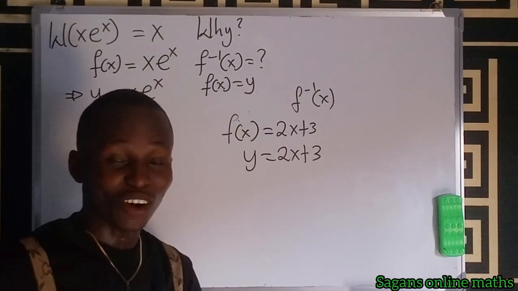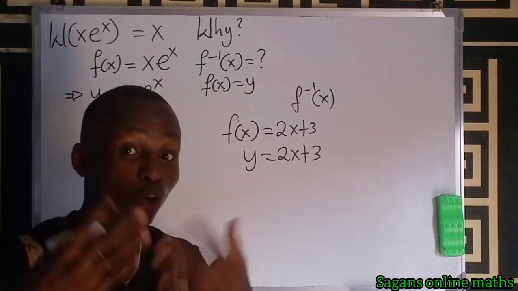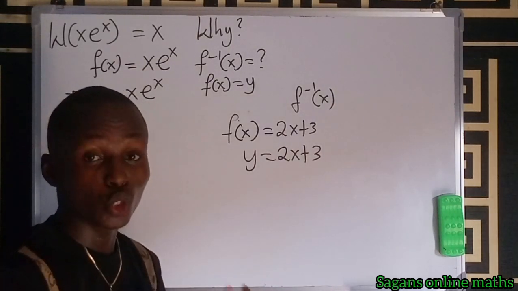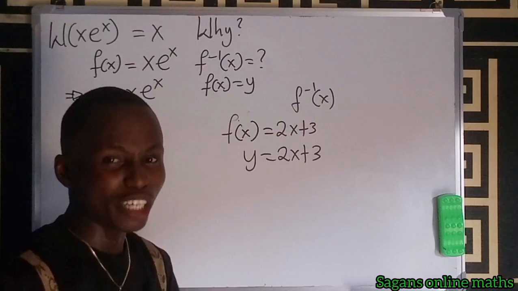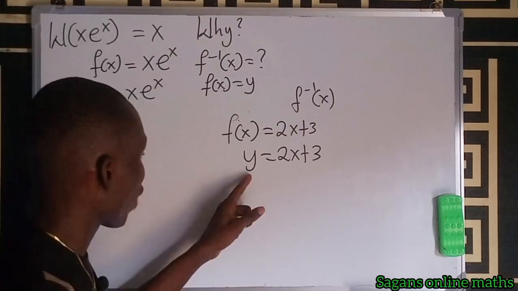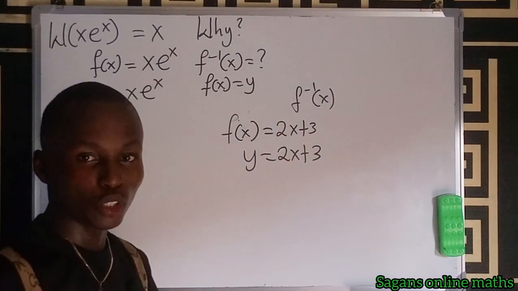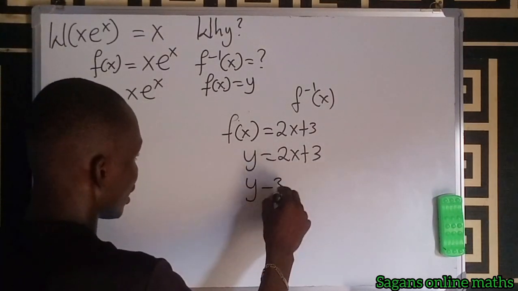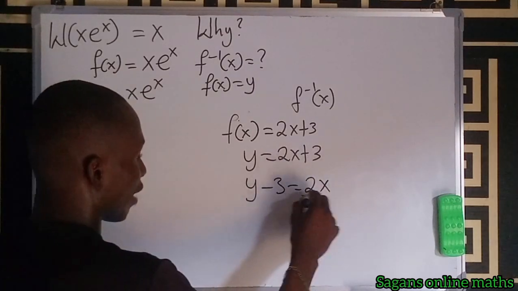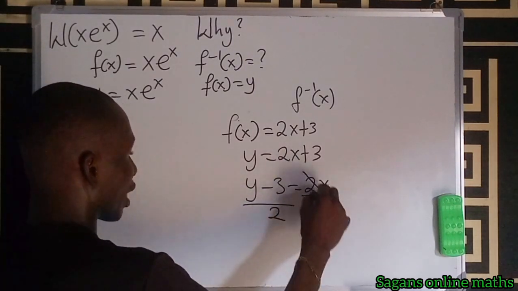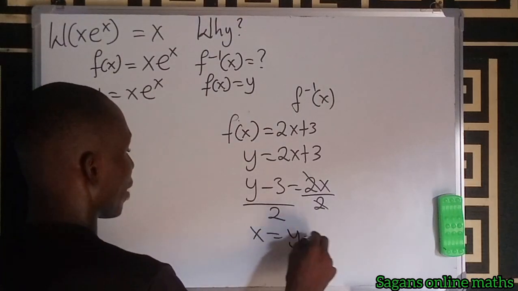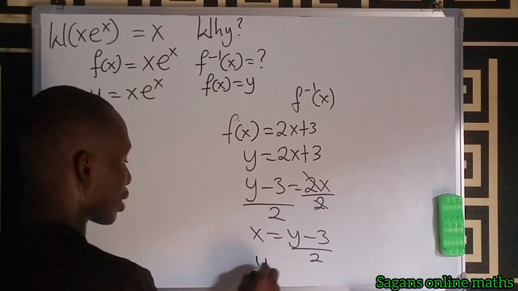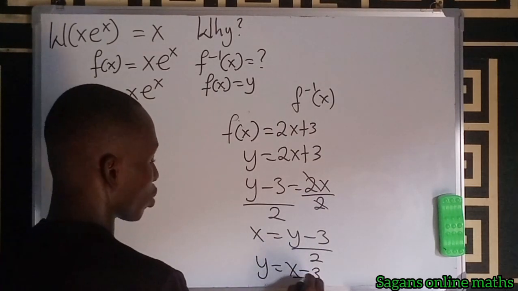Your teacher always told you that to make this very smart, you can swap. What does swap mean? In place of y, you put x, and in place of x, you put y. But we can also leave it this way. You can solve it this way: subtract 3 from both sides, y minus 3 is equal to 2x. Divide by 2, divide by 2, 2 cancels 2. So x is equal to y minus 3 divided by 2. But we're looking for y. From here, just swap. So y is equal to x minus 3 divided by 2.